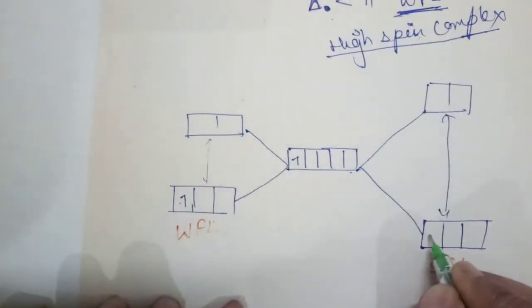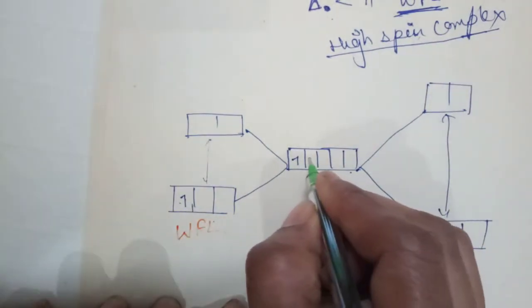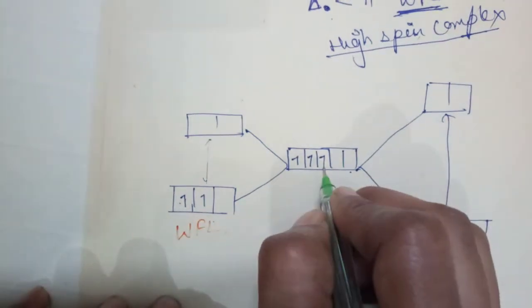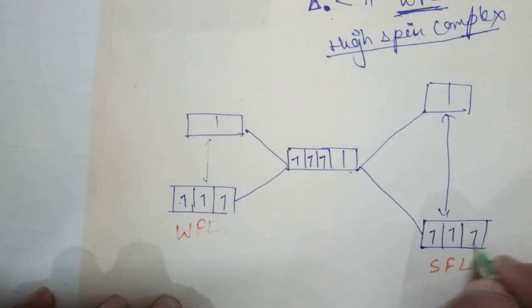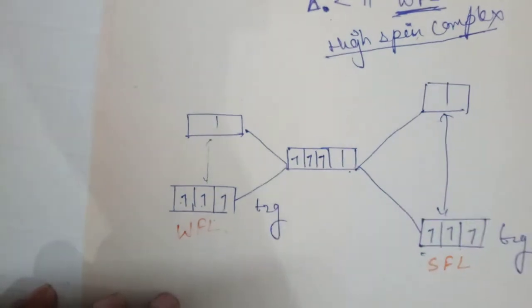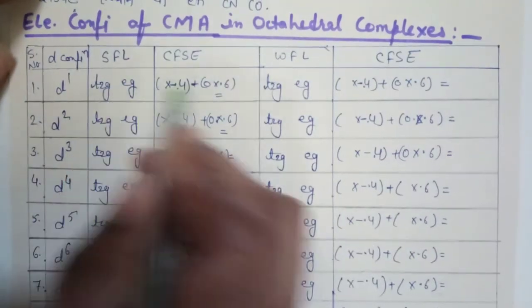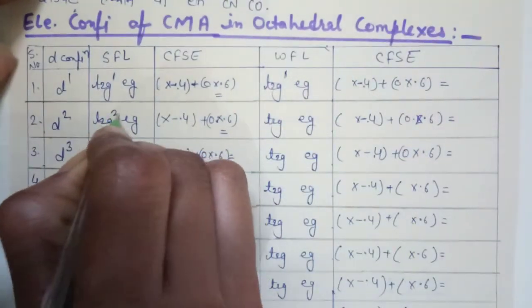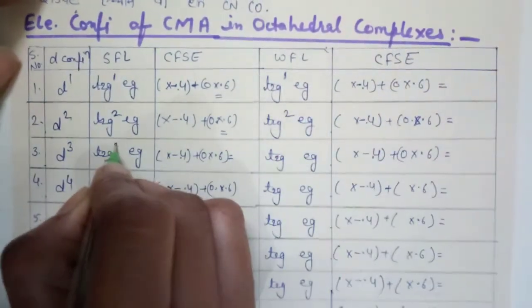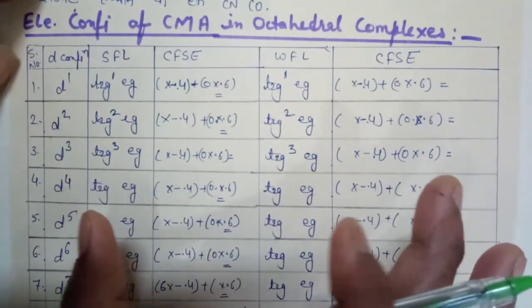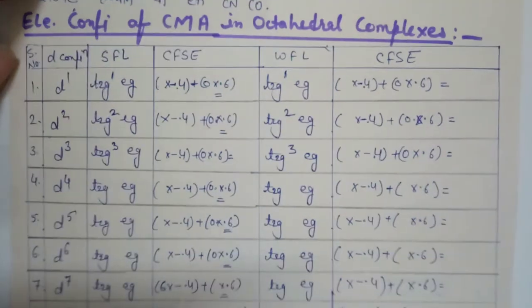Okay, the first electron, the second electron, and the third electron, for d3, go the same way: 1, 2, 3. These are t2g orbitals. This means in both strong field ligands (SFL) and weak field ligands (WFL), the configurations are t2g1, t2g2, and t2g3. Clear? These three electronic configurations are the same for SFL and WFL.